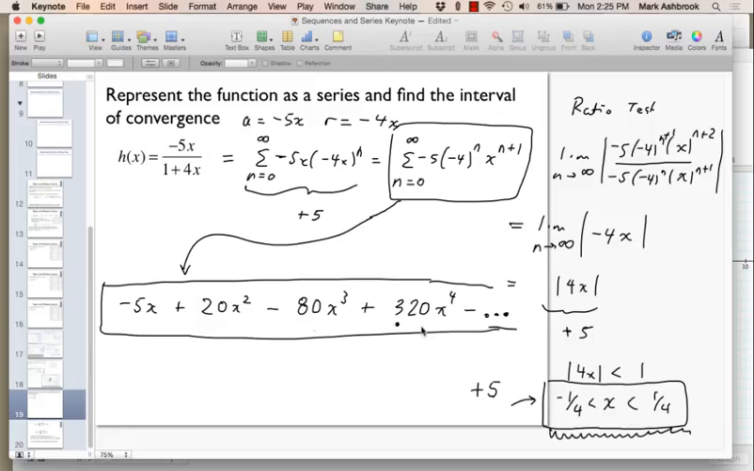This would be divergent, right? This series, for any x value outside of negative 1/4 to 1/4, would be a divergent series. So it can't possibly reproduce h of x. It's just going to blow up. So it's only going to reproduce h of x for these values of x.